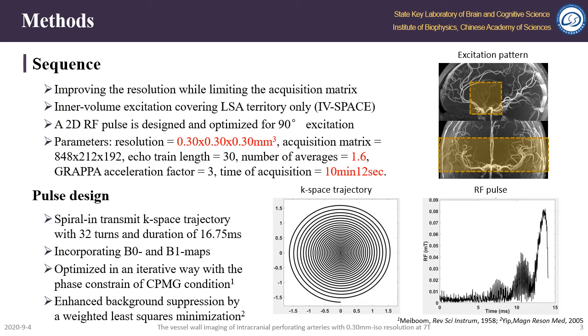In the pulse design, we adopted a spiral-in transmit K-space trajectory. To overcome the field inhomogeneity at ultra-high field, the B0 and B1 maps were incorporated into the pulse design with the phase constraint of the CPMG condition.